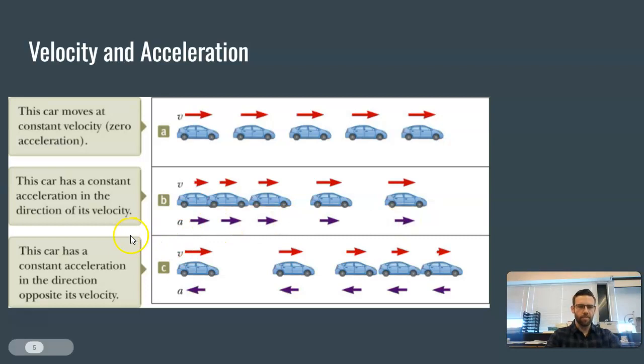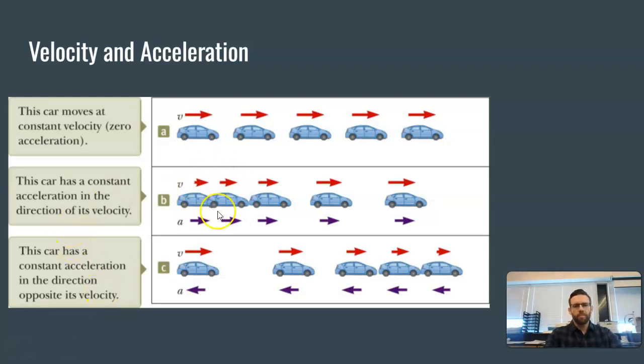All right, last example that I'll show. This car has a constant acceleration in the direction opposite to its velocity. So what does that really mean? That means that the car is moving maybe in the positive direction, but the acceleration is negative. Maybe think for a second, what would that mean? What would that look like for a driver?